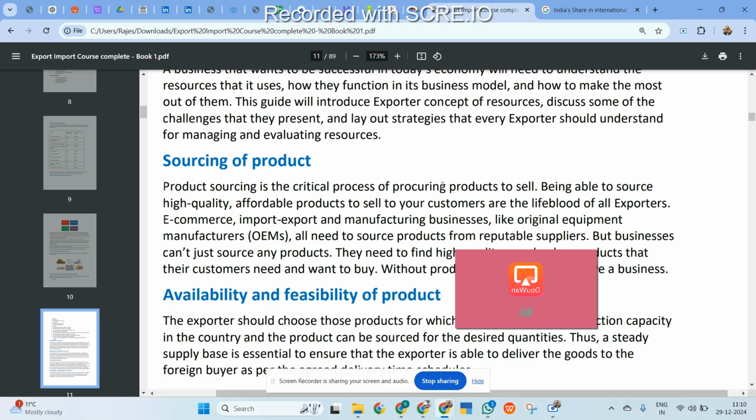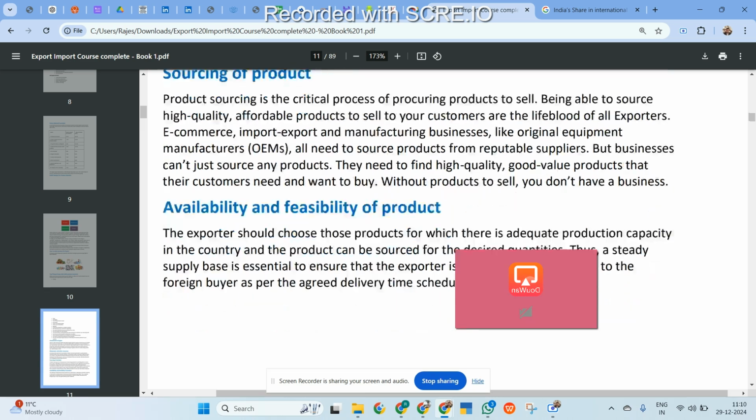Product sourcing is a critical process of procuring the products to sell. Being able to source high quality, affordable products to sell to your customers is the lifeblood of all exporters. E-commerce, import-export, manufacturing business like original equipment manufacturer OEM, all need to source product from reputable suppliers which have licenses, like certified by FDA and all. But businesses can't just source any product. They need to find high quality, good value product that their customers need and want to buy. Without product to sell, you don't have a business.